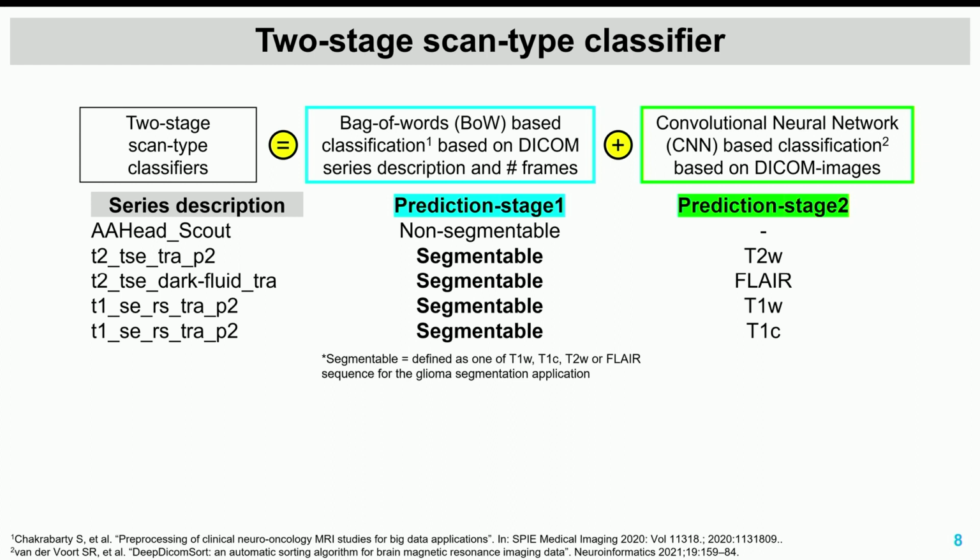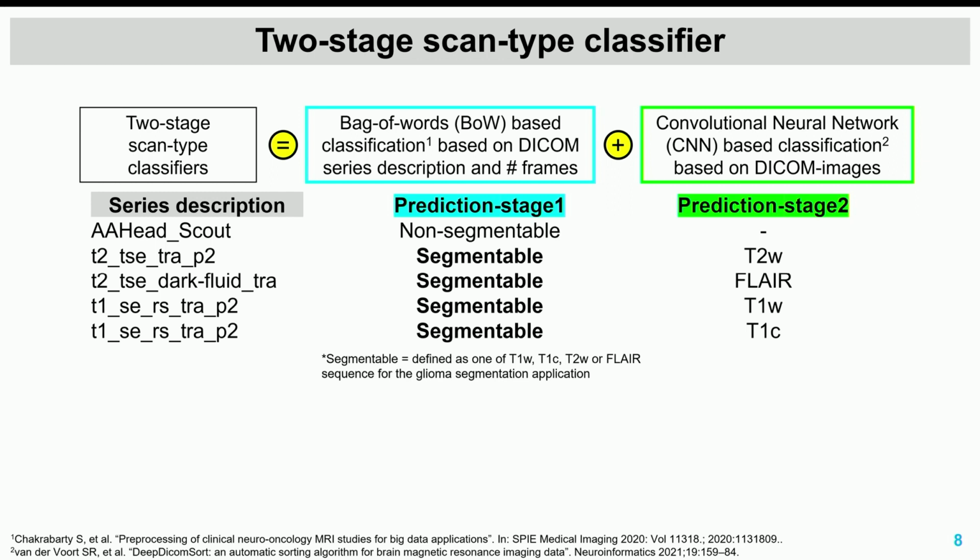And by segmentable, what I mean here is that because our downstream task is the segmentation of gliomas, we have designed this as a choice that if a scan is one of T1 pre-contrast, post-contrast, T2 or FLAIR, then we will assign it as segmentable. And if it is not one of these 4 sequences, then we will assign it as non-segmentable. So in stage 1, we have just a binary classification.